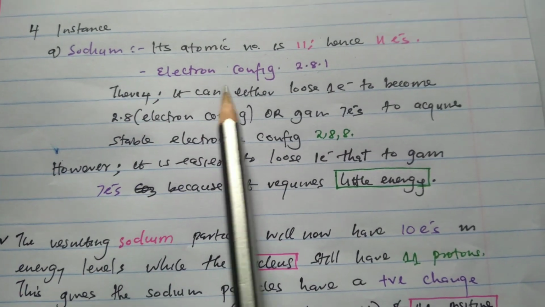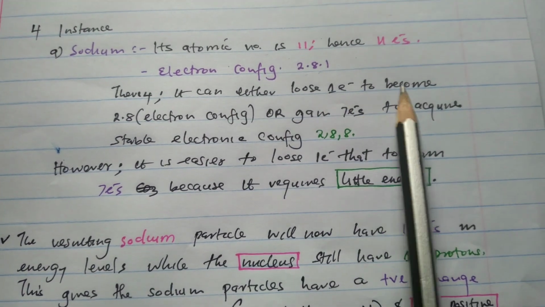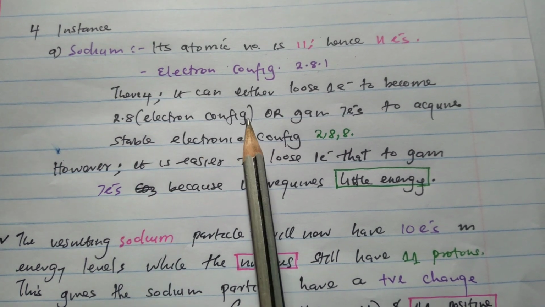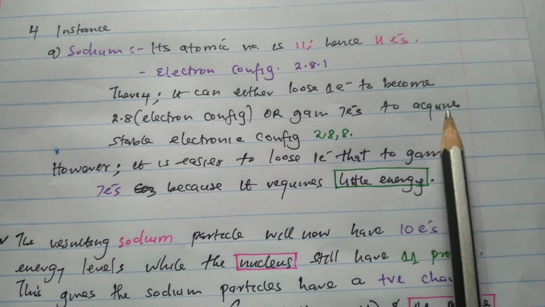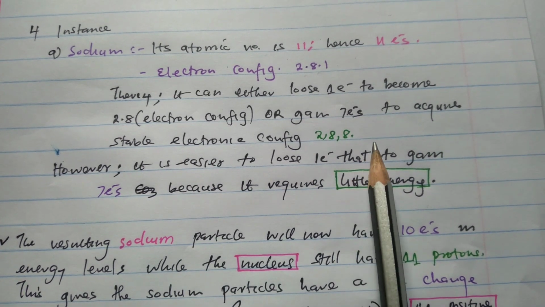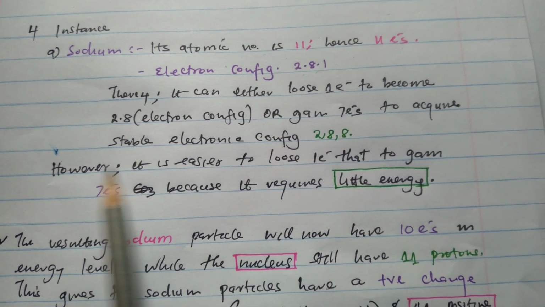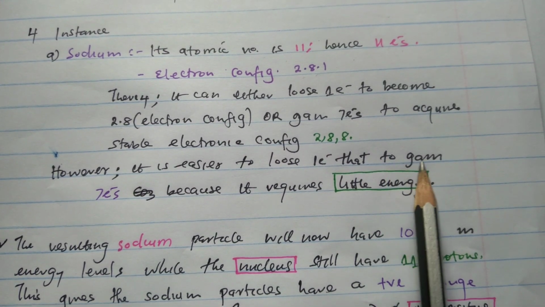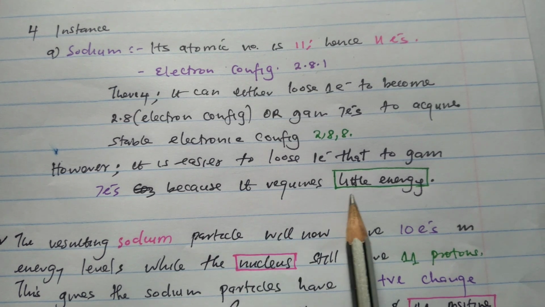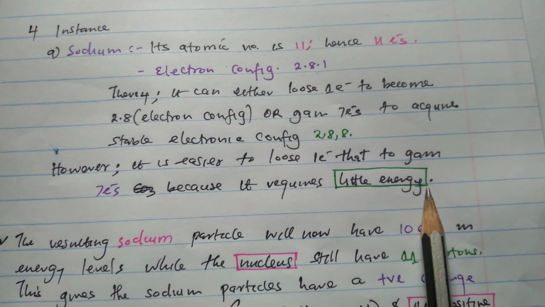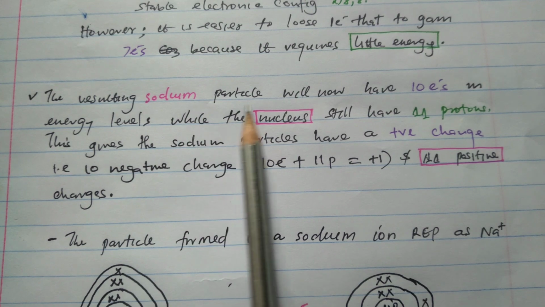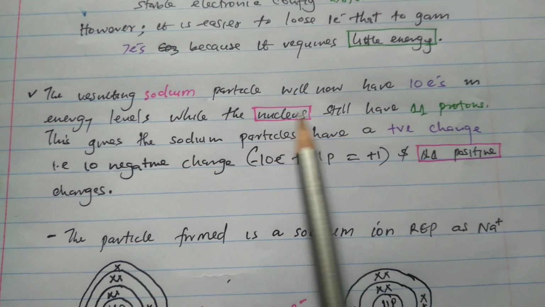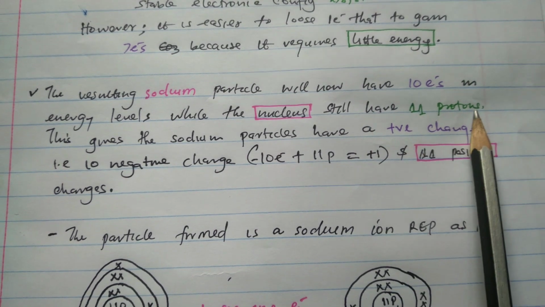Therefore it can either lose one electron to become 2 8, that's the electron configuration, or gain 7 electrons to acquire a stable electronic configuration. However, it's easier to lose 1 electron than to gain 7 electrons because it requires very little energy. The resulting sodium particle will now have 10 electrons in the energy levels, while the nucleus still has 11 protons.